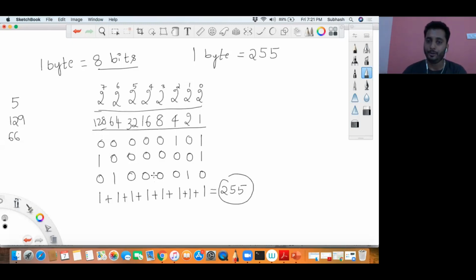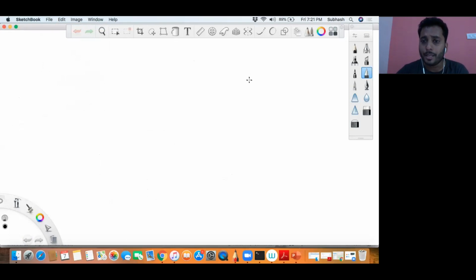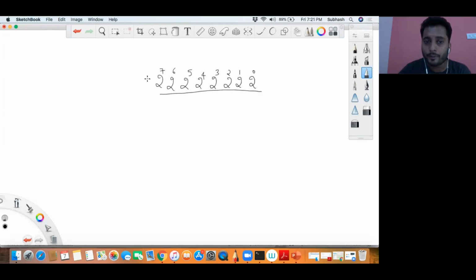Having said that, what if I give you 1 extra byte? It means if I give you 2 bytes, then what is the biggest value that you can store in 2 bytes of memory location? I will show you that. Suppose I say 2 power 0, 2 power 1, 2 power 2, 2 power 3, 2 power 4, 2 power 5, 2 power 6, 2 power 7. This makes 1 byte. From here starts another byte.